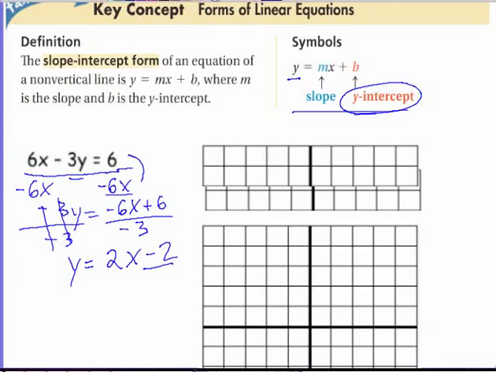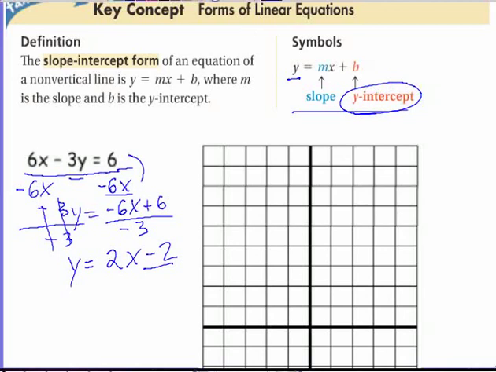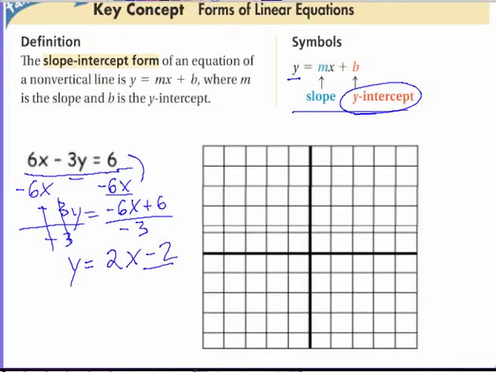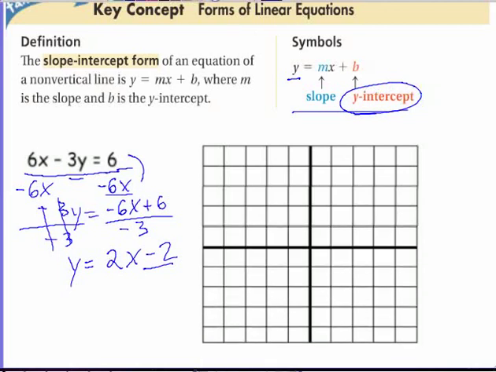Let's see here. Okay, let's just move this guy up. Okay. All right, perfect. Now, let me graph that. We've got 0, negative 2. I'm going to put my point right there.